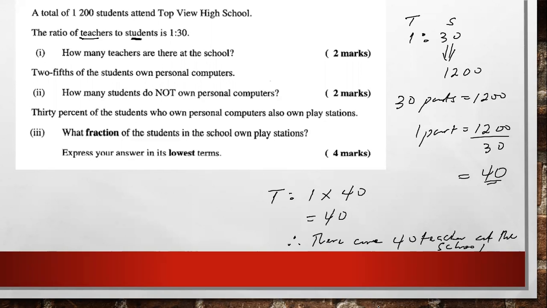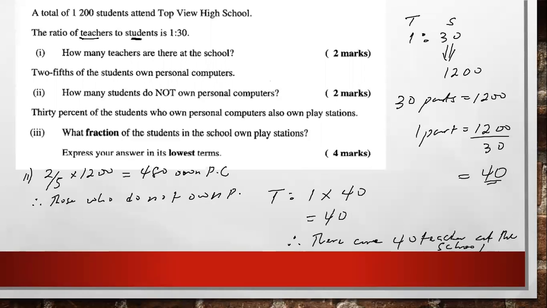Two-fifths of what? Two-fifths times 1,200. Okay, good. So we are doing the second question here. Two-fifths of 1,200, when we work it out, what do we get? 480. So 480 students own personal computers. Now the question was, how many students do not own one? How do you work that out? Subtract from 1,200. Everybody catch that? 1,200 minus 480. Let's work it out and see what we get. 720. Any question so far?